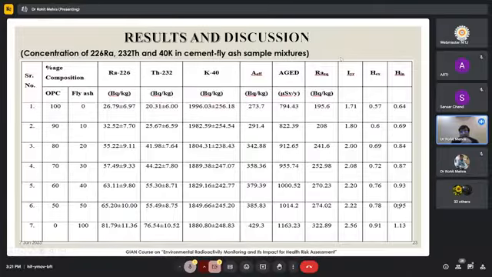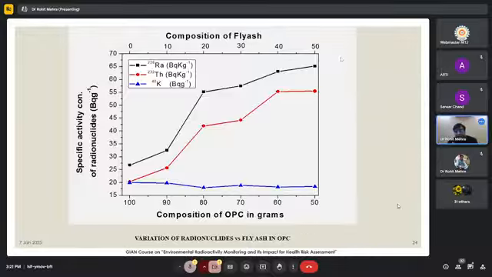So that is why, that is the con of the use of fly ash in the cements. Instead of the pros which we were discussing, there is a con also, and this graph gives you an idea of how radium and thorium have changed their concentration with the change of level of fly ash in the samples.